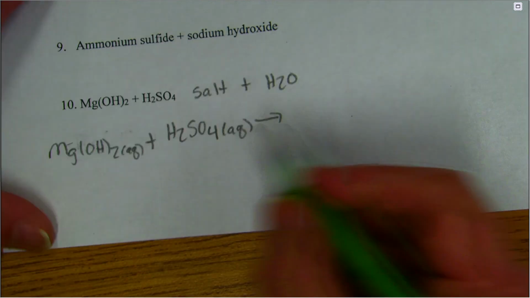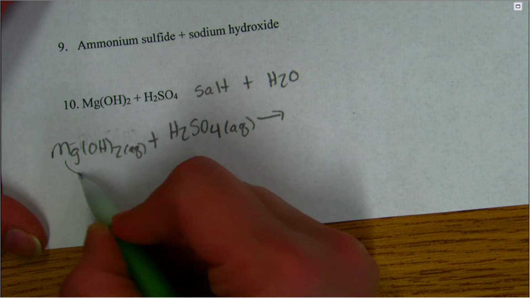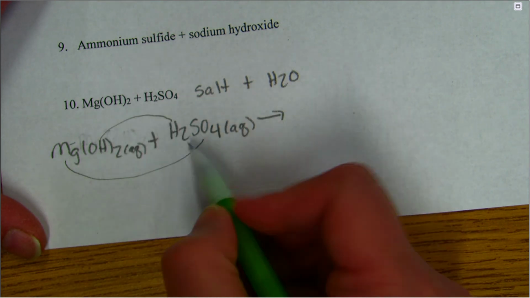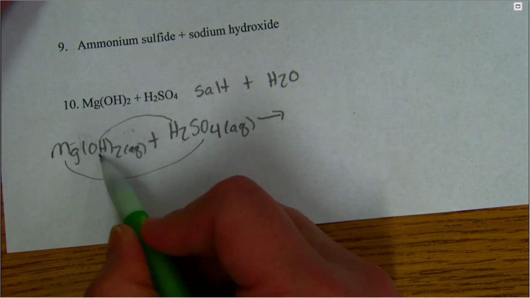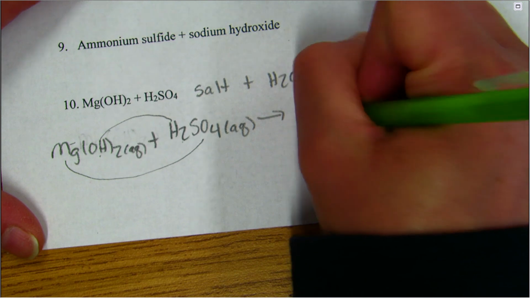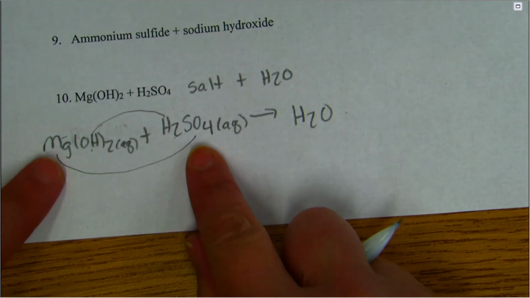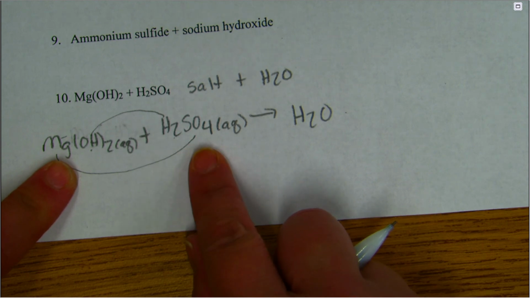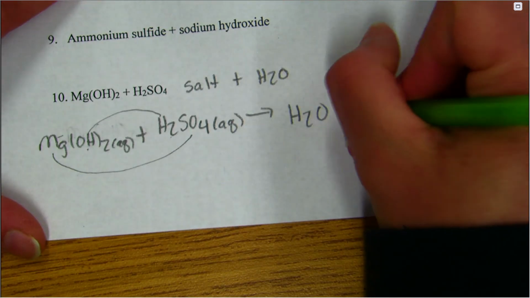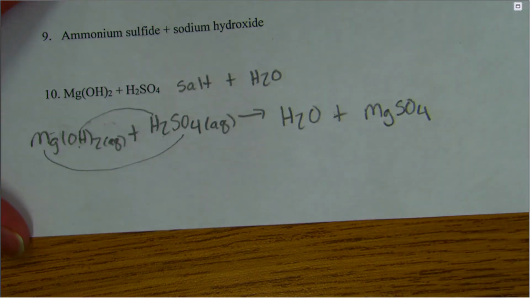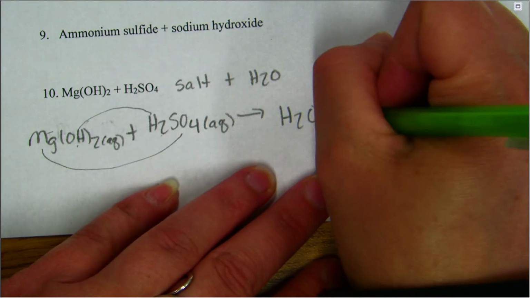So, again, we're still taking the outside and we're still taking the inside. The H from the acid and the OH from the base makes water. And then what am I left with? I am left with magnesium and I am left with sulfate. So when I swap and drop, I get magnesium sulfate. Now this water is going to be a liquid.